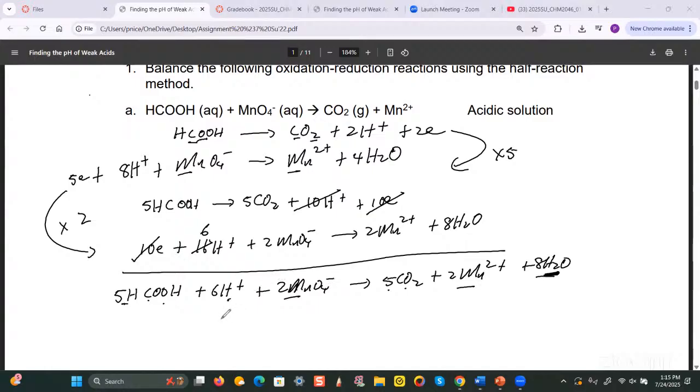And then now the charges, we have plus 6 here, minus 2, that gives plus 4. And we have 2 times plus 2, plus 4 on the right side. So now the charges are balanced. So therefore, that would be the correct equation. All right? Any questions? Okay, let me clear this here.